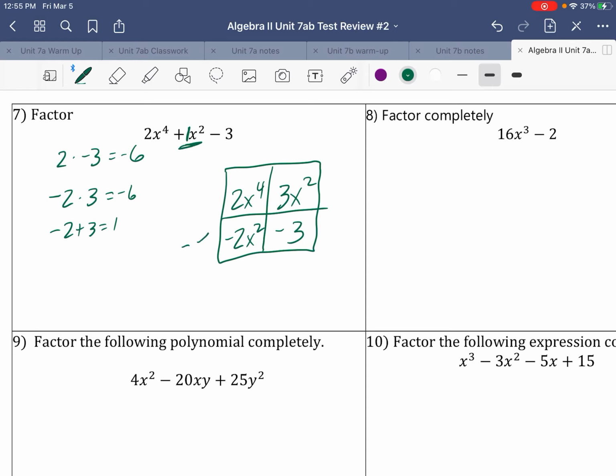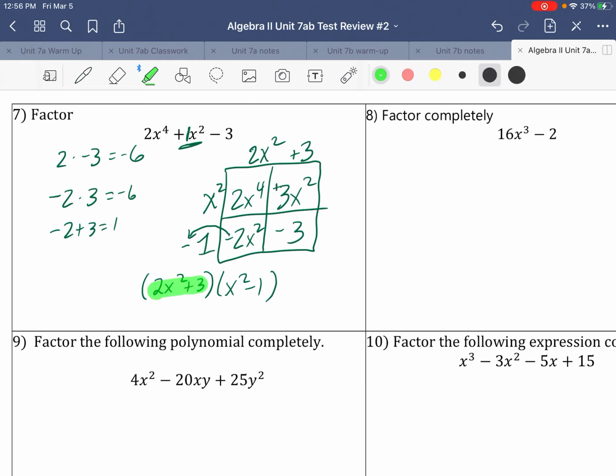Bottom row GCF is going to be 1. The 2 is negative, so bring a negative out. Top row GCF looks like just x squared. First column GCF looks like 2x squared. Last row GCF looks like 3. The 3 is positive, so it'll be a plus 3. Let's rewrite what we have on the outside. Those are our factors.